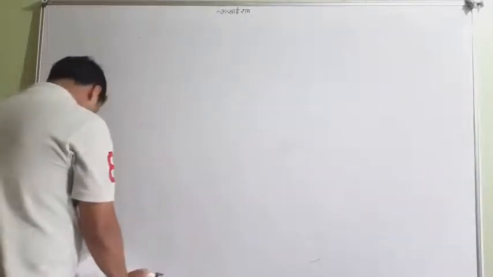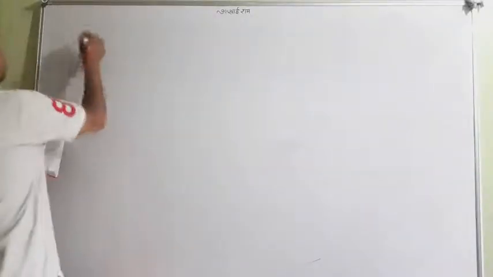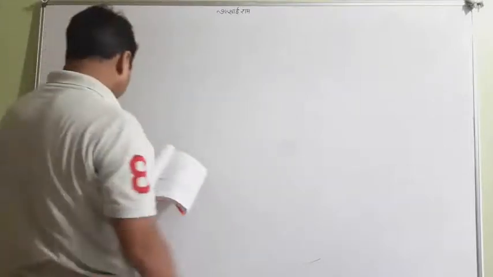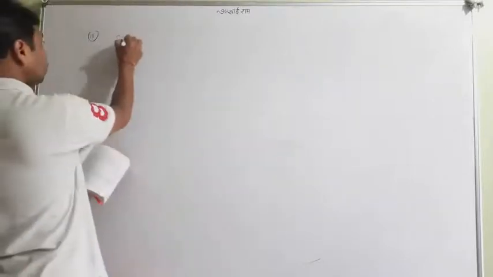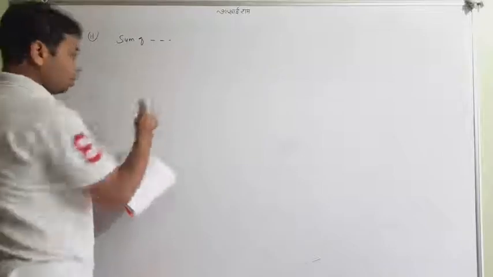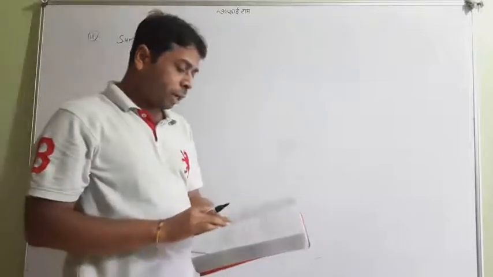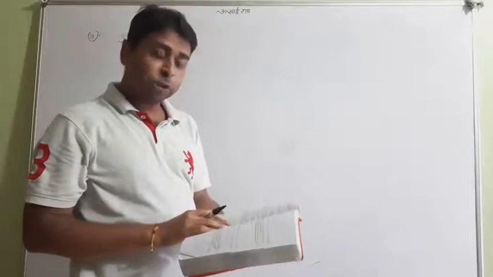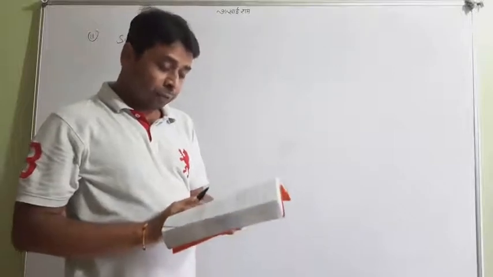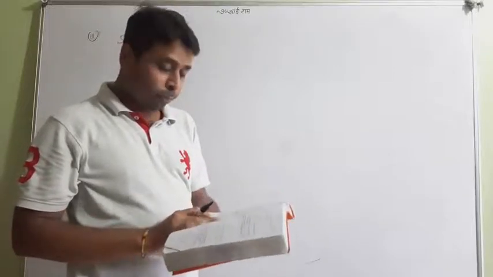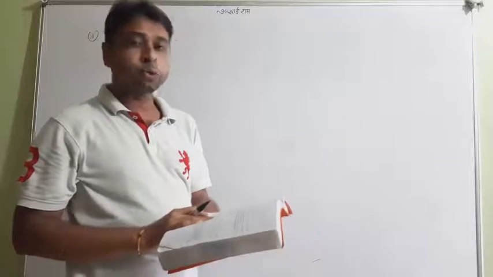Question says, 11th one. Question is, sum of the areas of two squares is 468 square meter. If the difference of their perimeters is 24 meter, find the sides of two squares.